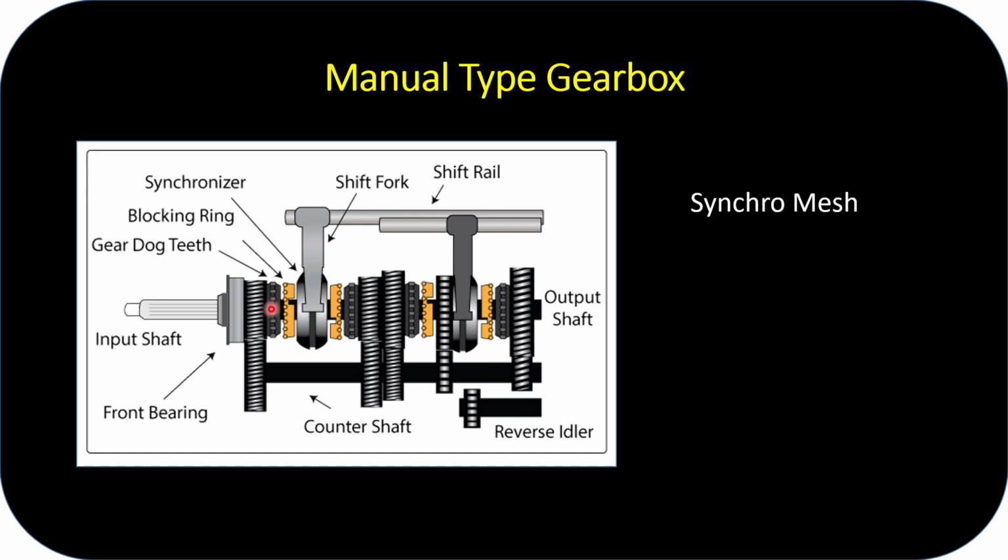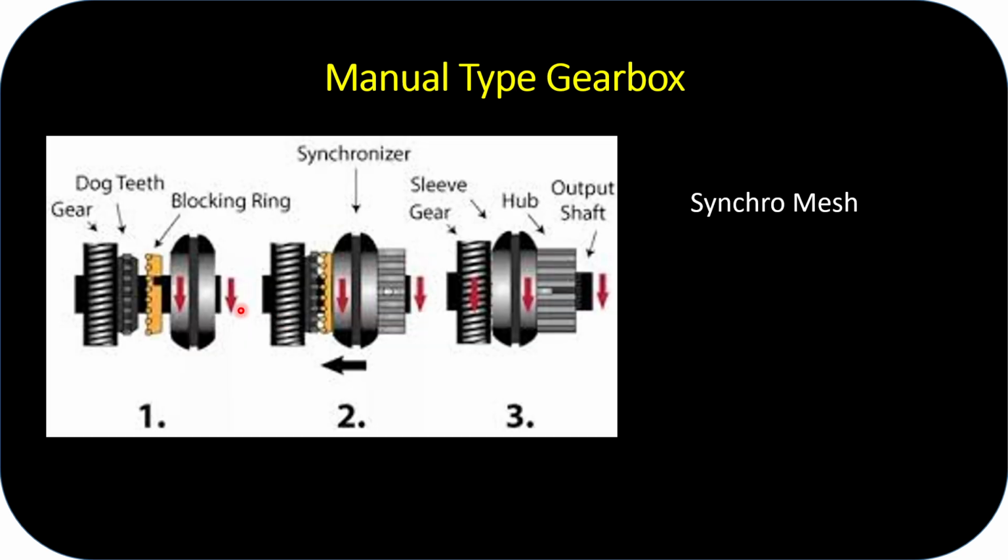We know that these all gears are always in rotating condition. When suddenly a dog clutch comes in contact with that point, that gear changing will not be that smooth. So to get a smooth gear transmission, we will have a synchronizer arrangement. In the synchronizer arrangement, it will have a blocking ring and the gear will have a dog teeth arrangement. So what happens is, if I want to select this gear, first the blocking ring comes towards the gear and that will first mate with the dog teeth very slowly and very smoothly.